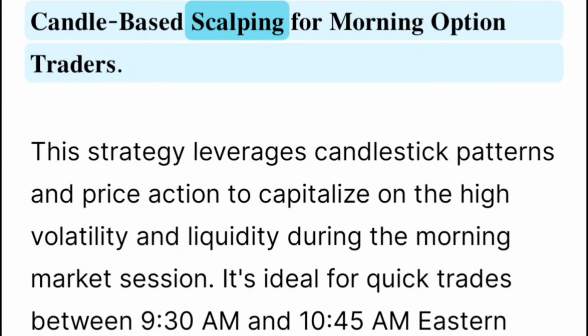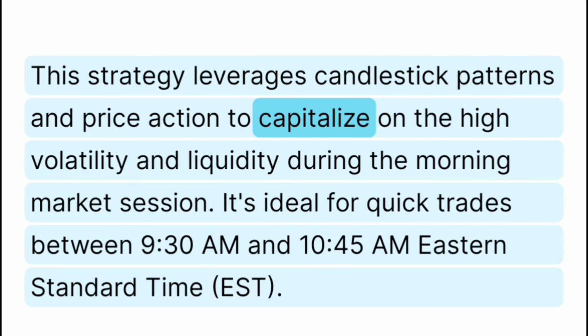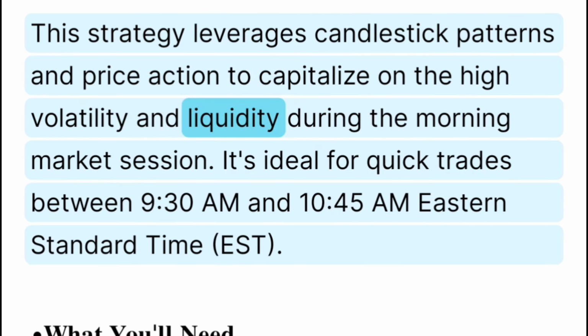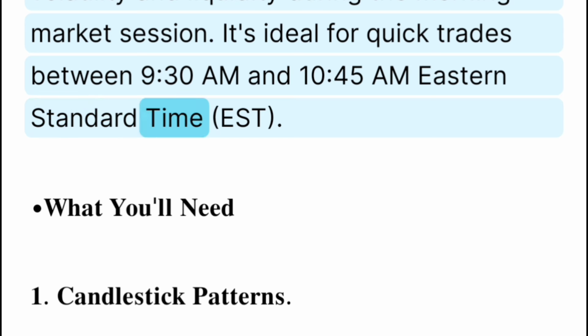Candle-based scalping for morning option traders. This strategy leverages candlestick patterns and price action to capitalize on the high volatility and liquidity during the morning market session. It's ideal for quick trades between 9:30 a.m. and 10:45 a.m. Eastern Standard Time, EST.